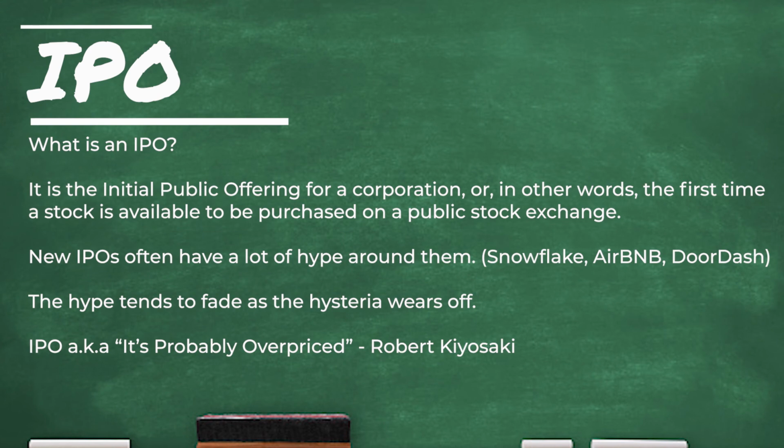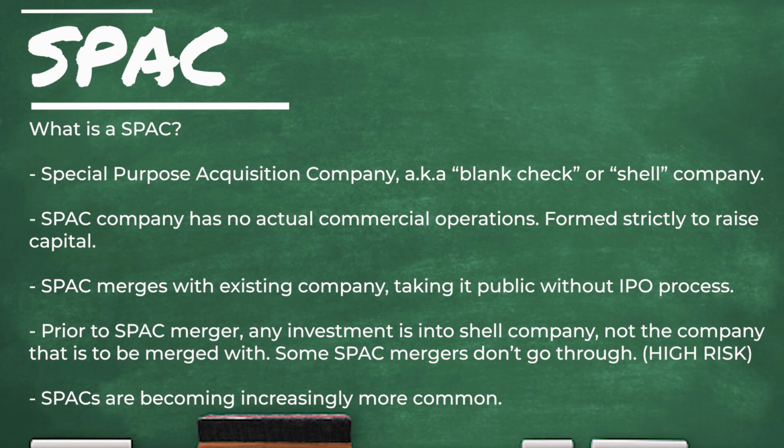IPO. An IPO is the initial public offering for a company, or the first time the stock of a company is available to be traded on a public stock exchange. IPOs often have lots of hype around them and cause their valuations to become wildly overpriced. In the words of the great author Robert Kiyosaki, he believes IPO stands for "it's probably overpriced." Companies will often have tons of hype surrounding them right as the stock becomes available to the public, but in most cases, that tends to die down after the initial hysteria wears off.